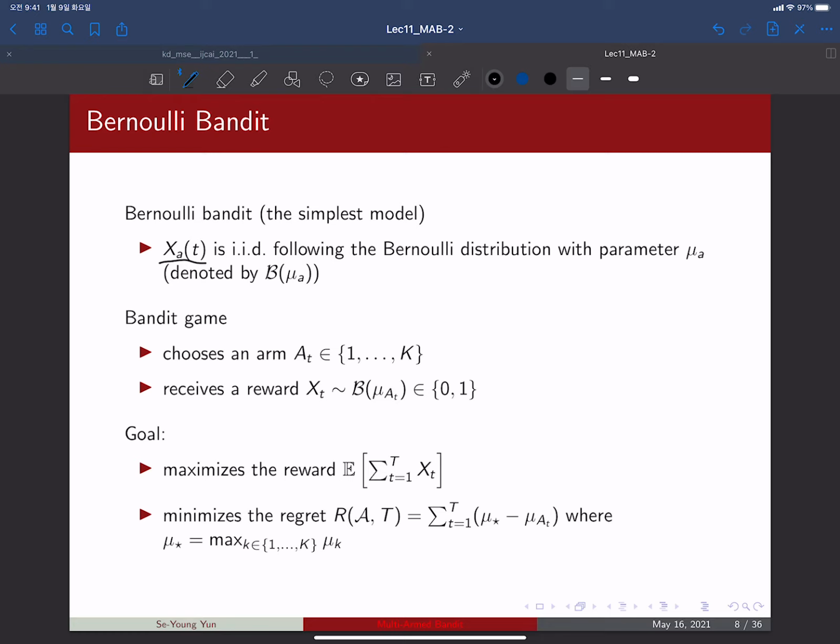So here, what is regret? Regret is measured compared to the policy that plays the best arm all the time. The best arm, of course, is the arm having the largest expected return, the largest mu_A value, where mu star is the max over all actions, max of mu_k.